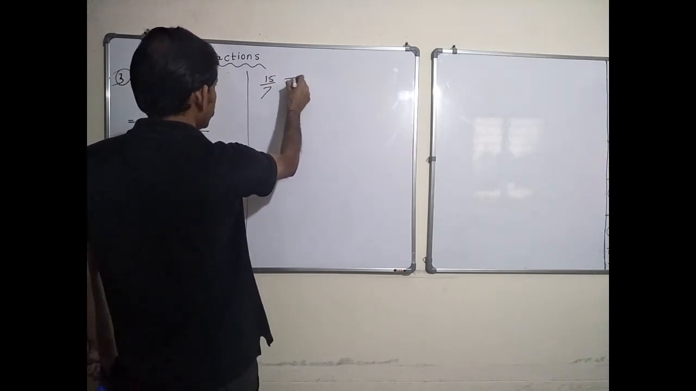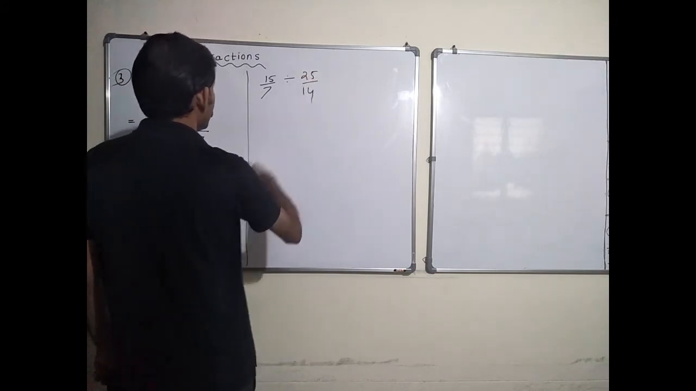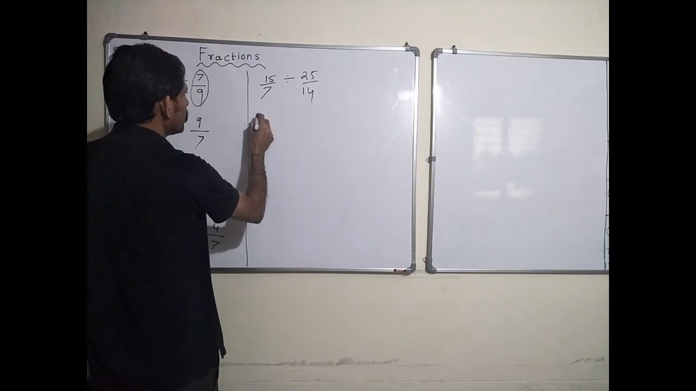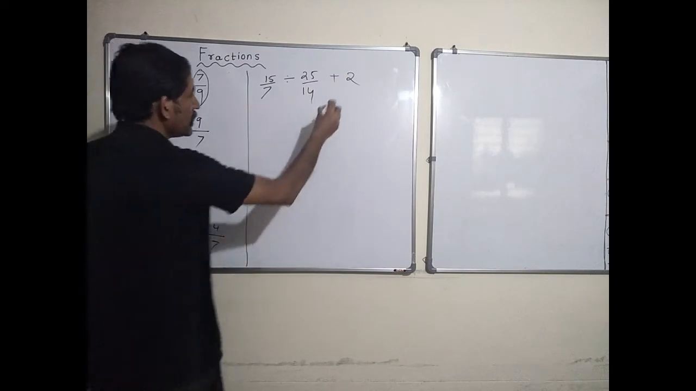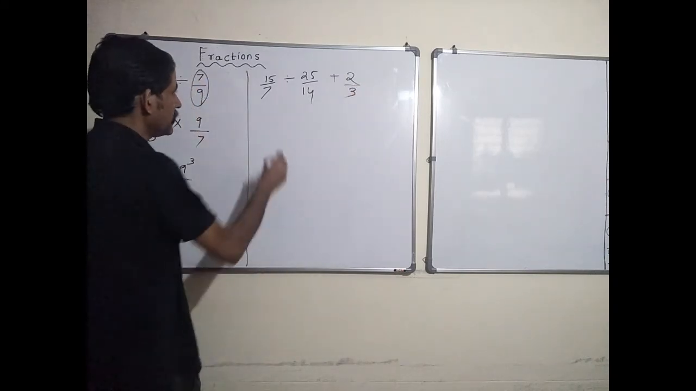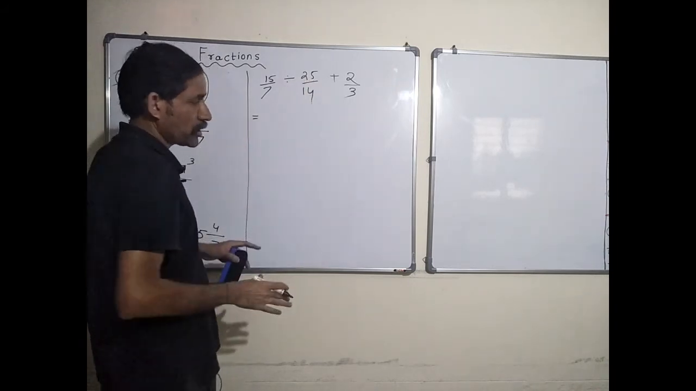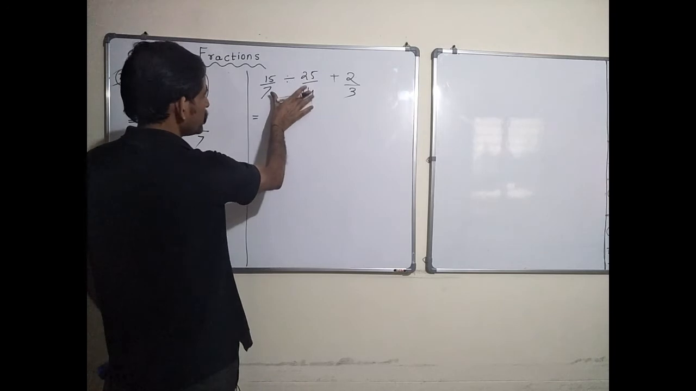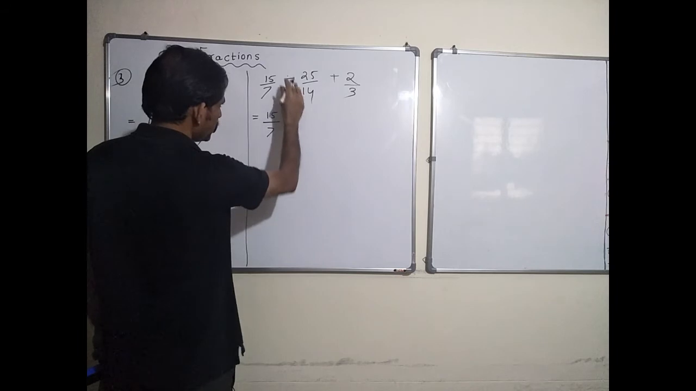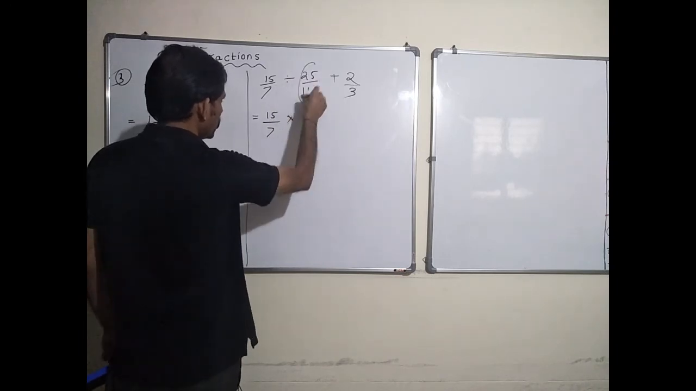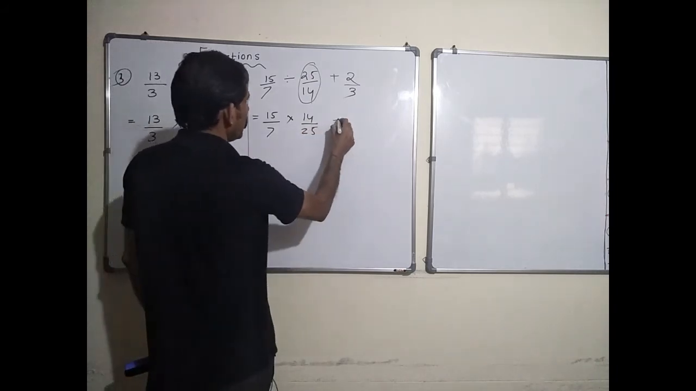15 by 7 divided by 25 by 14, okay. So what does this become? Let's add one more, plus 2 by 3. You may say, sir, there is BODMAS involved, which we will do in the next section. Let's assume we are going to do this first. So I change division into multiplication, and whatever follows I'll reverse it. So it becomes 14 by 25, plus 2 by 3.